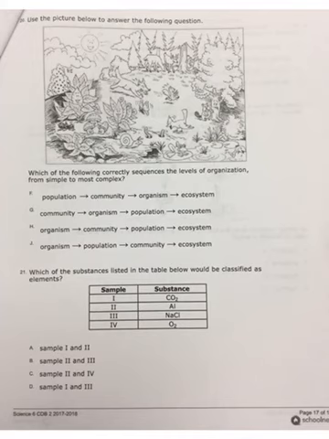Number 21. Which of the substances listed in the table below would be classified as elements? A, sample 1 and 2. B, sample 2 and 3. C, sample 2 and 4. D, sample 1 and 3.